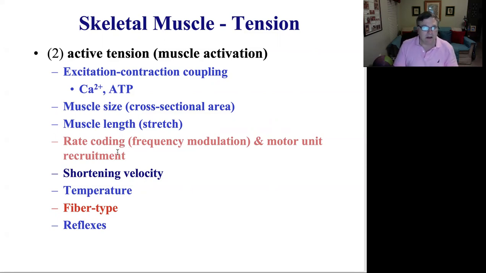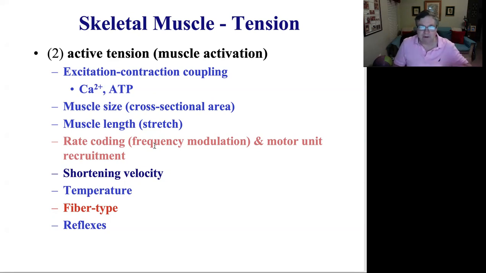The next thing we're going to look at and talk about today is rate coding or frequency modulation. FM, like your FM radio. That's the same way we code information on your television or on your computer. It's digital information. It's binary. It's a 1 or a 0. And motor unit recruitment. So these factors can help us control the amount of force. If you lift something like a pen, you don't want to produce the same amount of force that you do when you're lifting, pretend this is like a 30-pound weight.